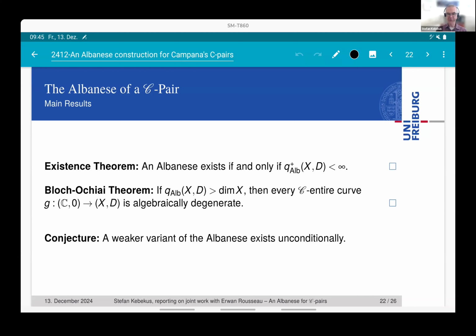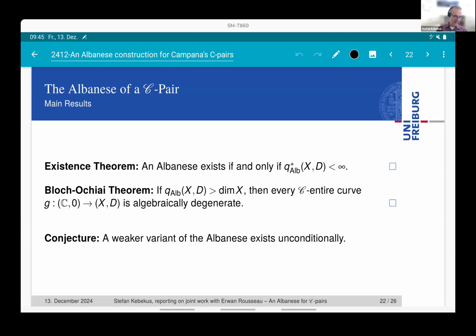However, I should point out that there are interesting classes of varieties where the Albanese irregularity is known to be finite. In particular, that holds for every variety that's special in the sense of Campana.